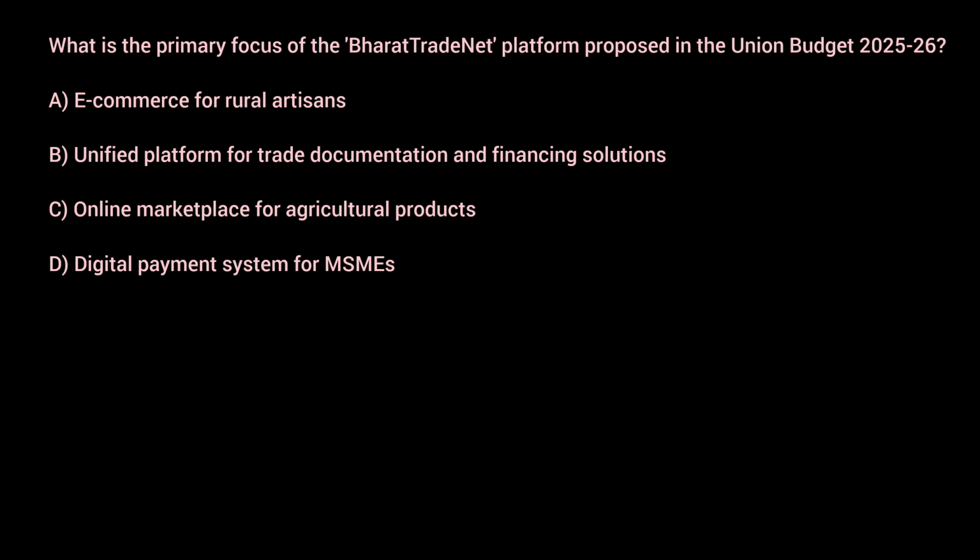What is the primary focus of the Bharat TradeNet platform proposed in the Union Budget? Option A, e-commerce for rural artisans. Option B, unified platform for trade documentation and financing solutions. Option C, online marketplace for agricultural products. Option D, digital payment system for MSMEs. Here, the correct option is option B, that is unified platform for trade documentation and financing solutions.